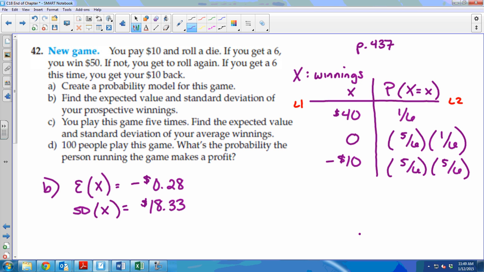All right, now on part C, completely unrelated to this chapter, but we should still be able to answer it. In part C, you play this game 5 times. Find the expected value and the standard deviation of your average winnings. If you're playing 5 times, it's 5 separate times. So that's like having x1 plus x2 plus x3 plus x4 plus x5, right? So how do I find the mean? You just add them together. Negative 0.28 plus negative 0.28 plus negative 0.28, 5 times. So we get negative $1.40.